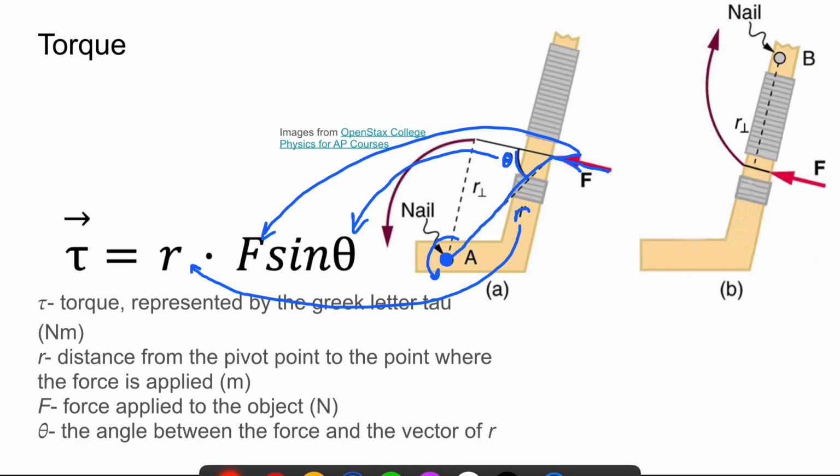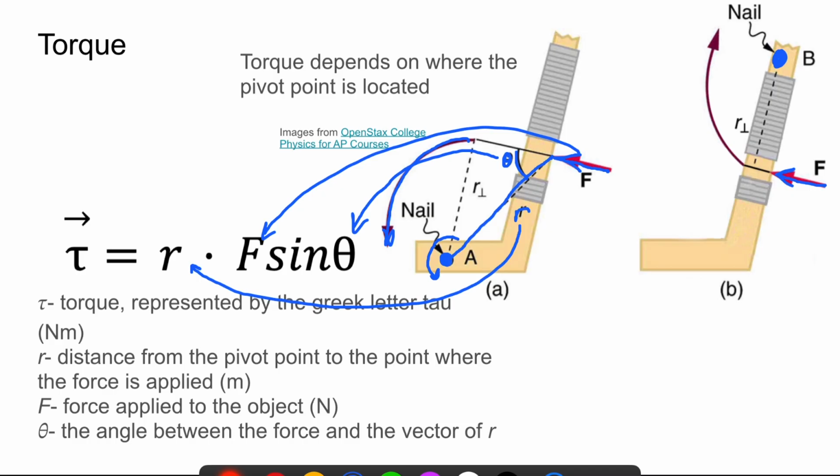So to find the torque that will cause this counterclockwise rotation that this hockey stick will experience, we would take the radius times the force times sine of that angle between them. And our torque is going to depend on where the pivot point is located. So in scenario B, if we put a new nail into the hockey stick and place it higher on the hockey stick instead of lower, then if we apply that same force, we'll end up with a different r, a different distance from our pivot point to our force, and we'll end up with a different rotation. We'll end up with a clockwise rotation this time.